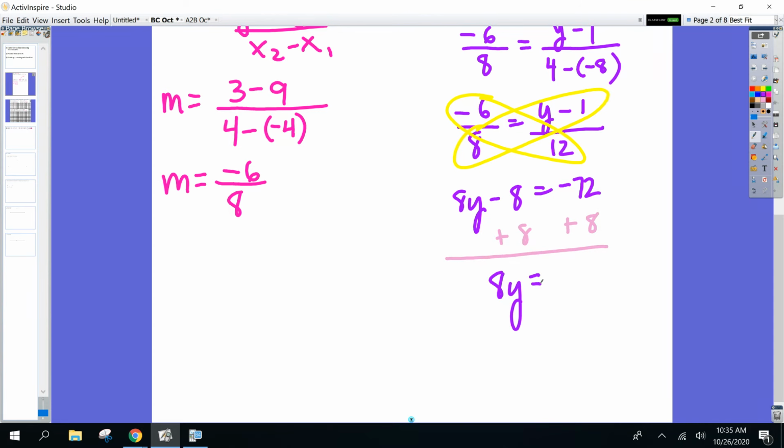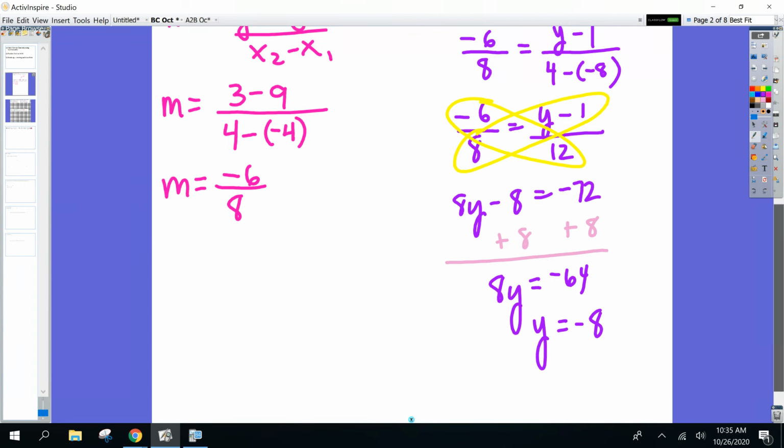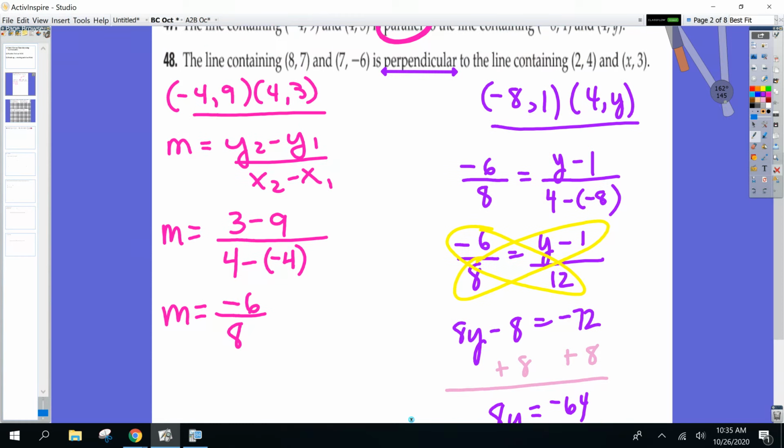8y equals 64, -64. So y equals -8. Okay, again, find the slope of the 2 points you know. Keep it because parallel lines have the same slope, and set it equal to the slope formula of the other 2 points. And then I get a little proportion, cross multiply. Not the only way to do this, though. I know there were multiple ways, but that's the way I like doing it, so I roll with it.